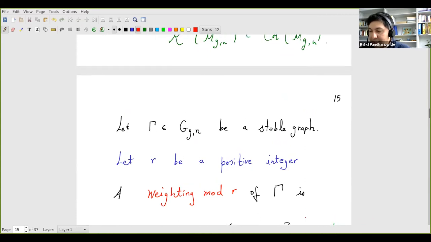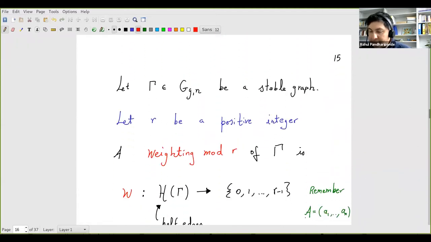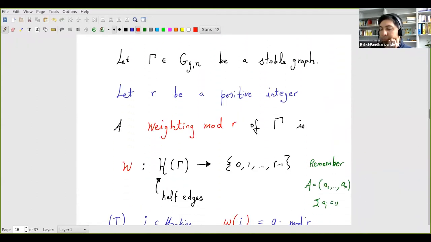So then something interesting comes here. This was introduced by Aaron Pixton when he made this conjecture. If I take this stable graph, I'm going to consider a positive integer r. It's very mysterious what the role of this positive integer is. Of course, it's going to be crucial, and in the proof there'll be some explanation of it, but it's a very mysterious object at this point. So we're going to take an auxiliary positive integer r that has nothing to do with anything I've said before. Nothing in the Abel-Jacobi theory is about this positive integer r, but it just comes here.